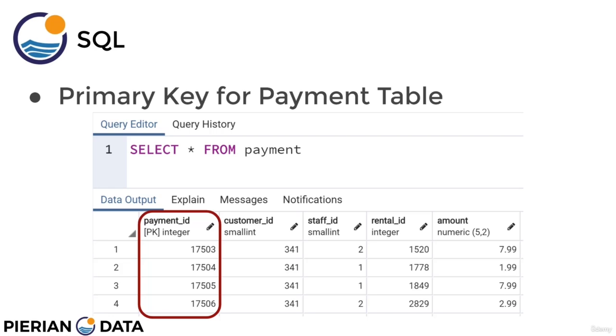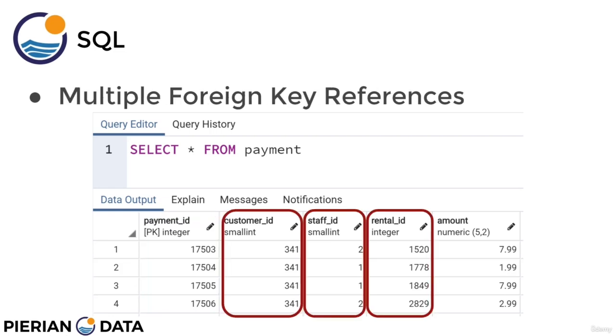So we have this payment ID, which is a unique identifier for every single payment row. However, you'll also notice that we have other IDs. These other IDs are foreign key references. Now, pgAdmin won't directly tell you through a simple query call whether or not a column is a foreign key. We'll discuss how to figure that out in just a little bit. But here we can see we have these customer IDs, staff IDs, and rental IDs.